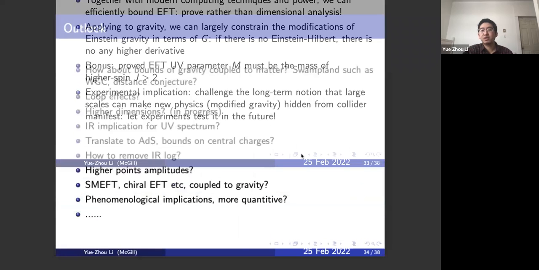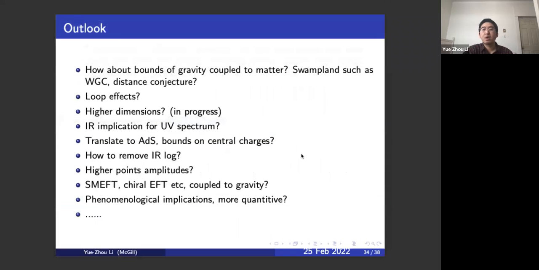And of course, as we discussed today, we have many outlooks. How about the bounds for gravity coupled to matter, like swampland conjectures, such as the weak gravity conjecture, and so on? How about loop effects? How about higher dimensional generalizations? And can the IR tell us something about the UV, and so on and so on.